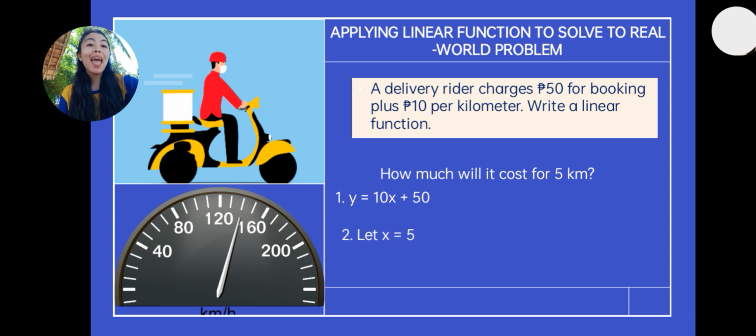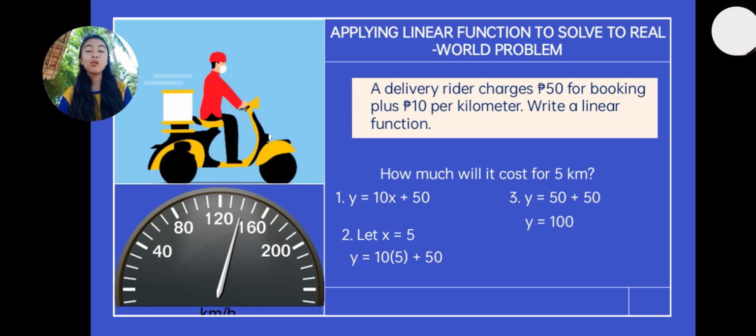Okay, so we are going to let x is equal to 5, because the 5 kilometers is the x value or our unit. Then we have to plug in 5 in terms of x. Now, what is our next step? Very good, we have to multiply 10 times 5. And what is 10 times 5? Alright, that is 50.